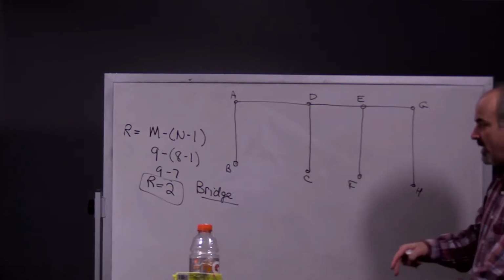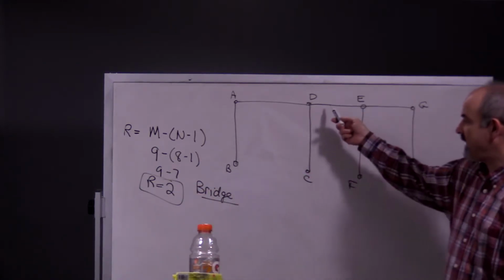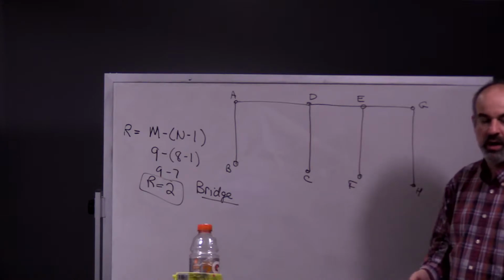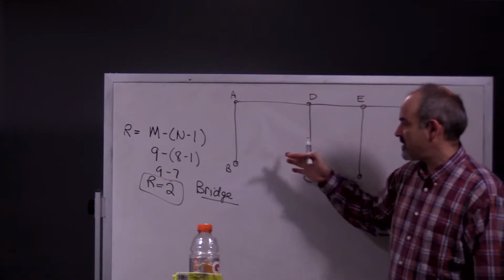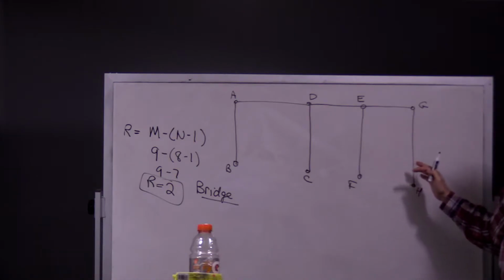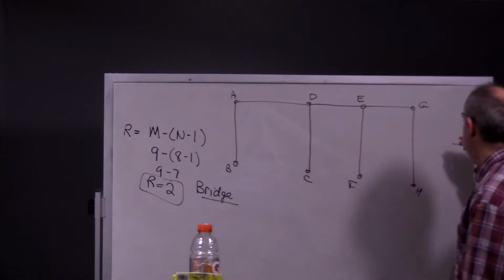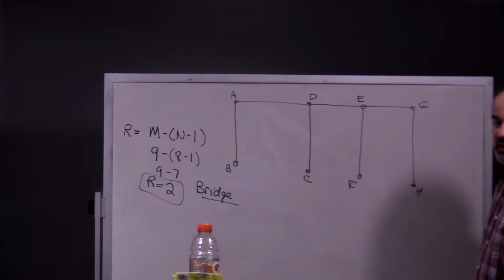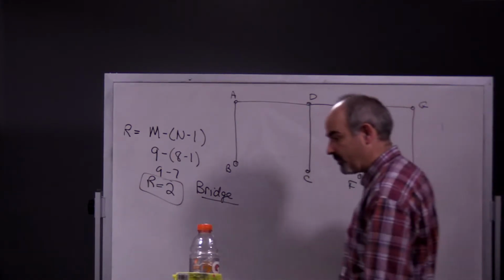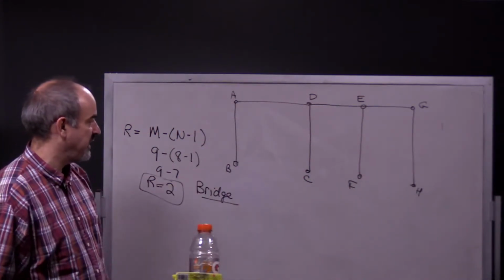Notice I got rid of 2 edges because the redundancy was 2. One of the edges can't be the bridge. One of the edges has to be in this circuit, and the other edge has to be in this circuit. Okay, so that's one way to do it. I'm marking it 1. I'm not going to show every tree, but that's one of the trees.